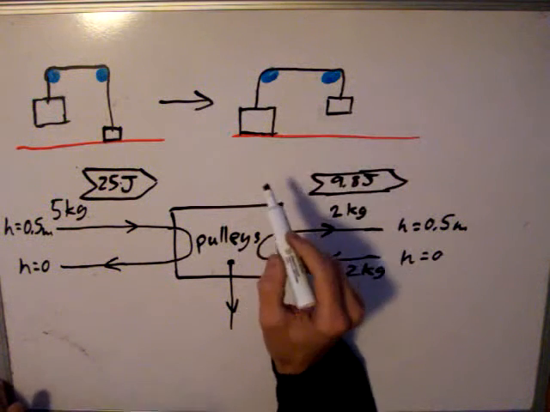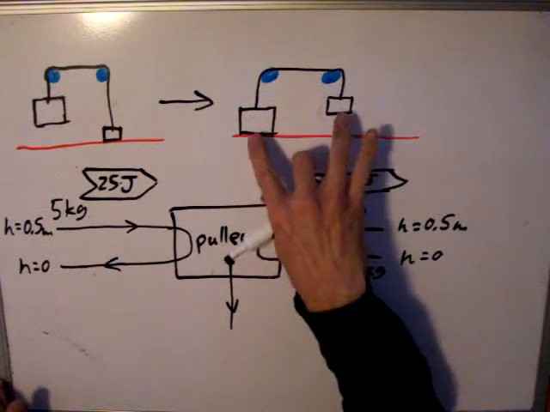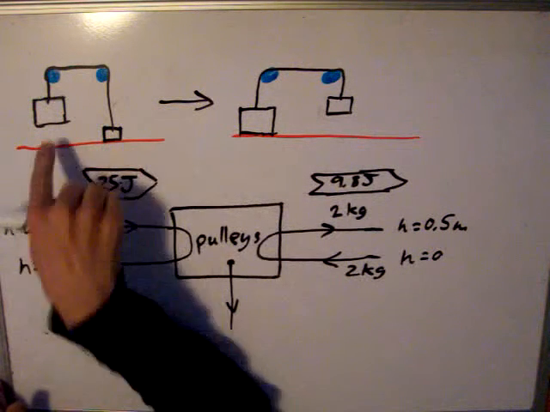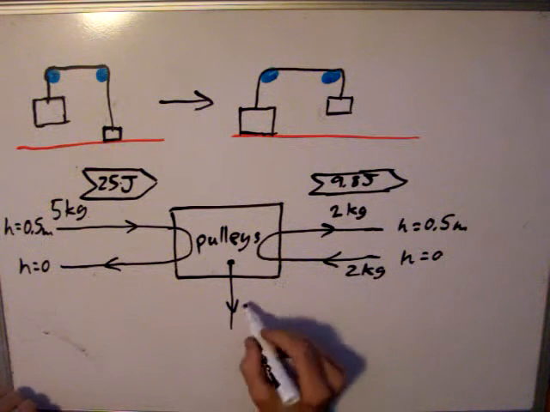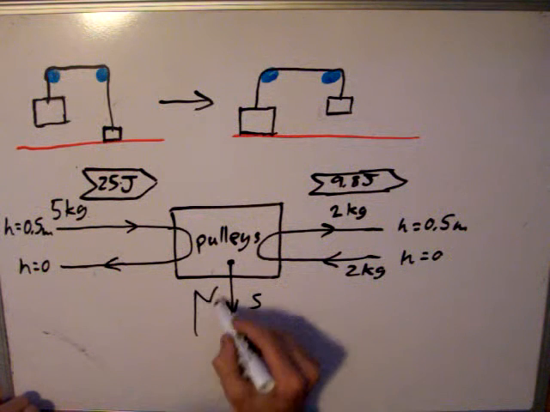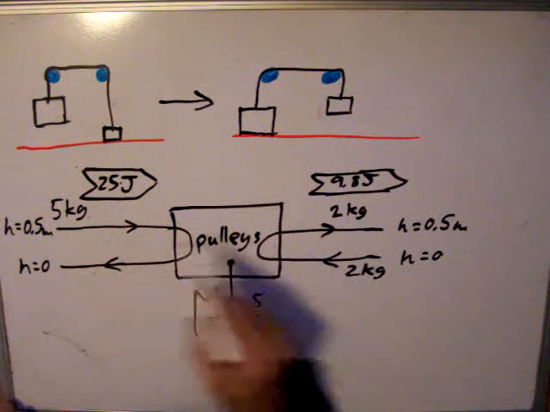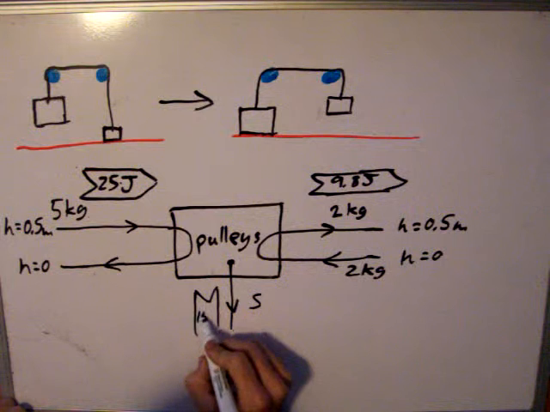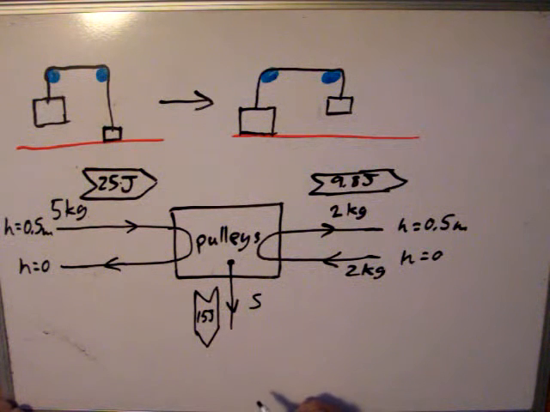Notice this is an irreversible process too. You won't see these weights suddenly switch positions. You'll never see this film run backwards. So that's another indication that entropy must be created. So entropy is created, and the entropy that is created must be carrying away the remaining energy. So that is about 15 joules carried away by entropy.